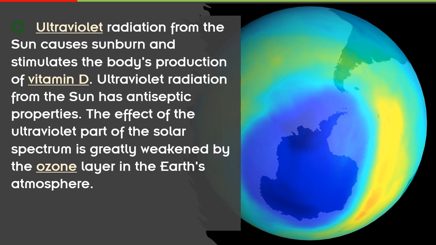Ultraviolet radiation from the sun causes sunburn and stimulates the body's production of vitamin D. Ultraviolet radiation from the sun has antiseptic properties. The effect of the ultraviolet part of the solar spectrum is greatly weakened by the ozone layer in the Earth's atmosphere.